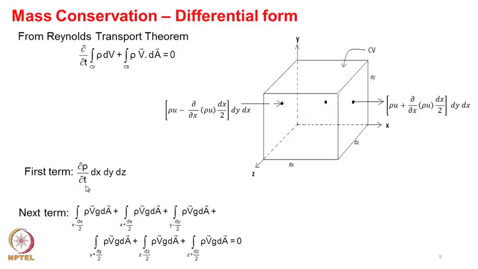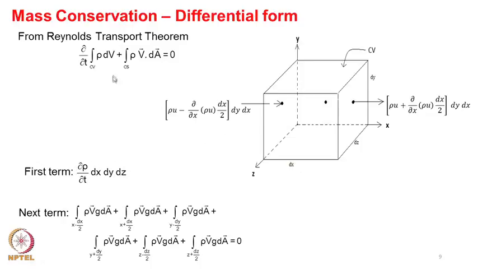So, the first term is dou rho by dou t into dx into dy into dz. Dx, dy, dz corresponds to the volume, and dou rho by dou t multiplying dx, dy, dz will give you the rate of change of the mass.